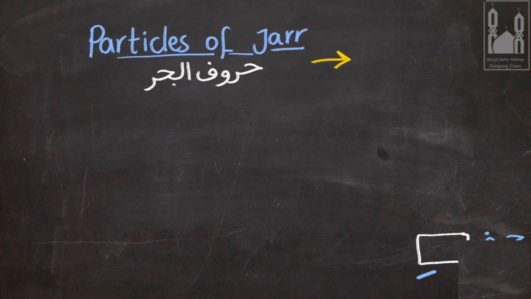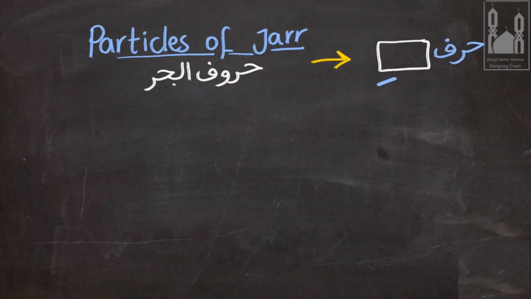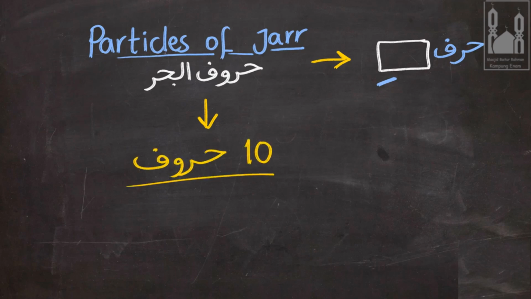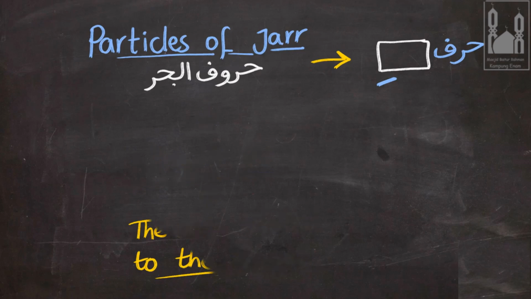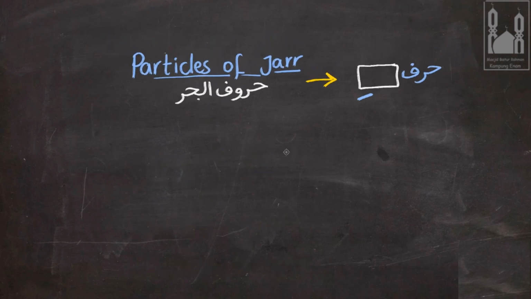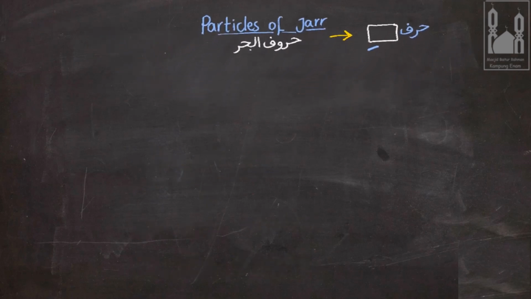So let's start with the first category, which is huruf al-jar, or the particles that cause the words after them to have kasra as case ending. There are 10 particles in total, which are closely related to the Quran. So this means that there is more than 10, but these are the ones that we are going to focus on. Each one of these 10 has a single or multiple related meanings, which we'll discover now one by one.